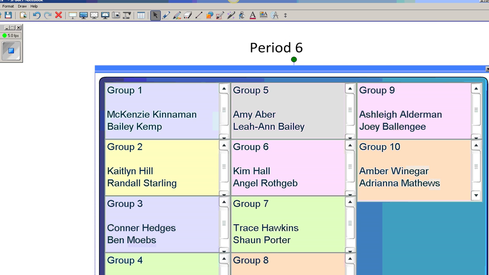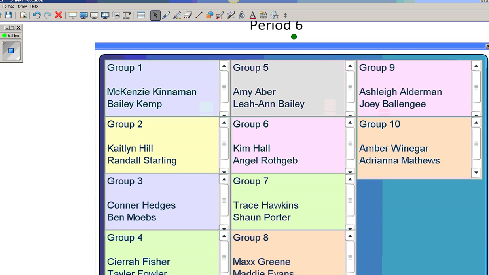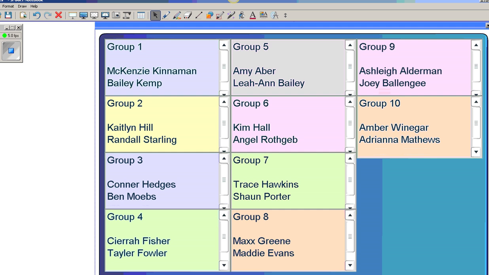Here are groupings for period 6. We have Group 1, Mackenzie and Bailey. Group 2, Caitlin and Randall. Group 3, Connor and Ben. Group 4, Sierra and Taylor. Group 5, Amy and Leanne. Group 6, Kim and Angel. Group 7, Trace and Sean. Group 8, Max and Maddie. Group 9, Ashley and Joey. Group 10, Amber and Adriana. So you might want to pause this so you see who you're with. Make eye contact with your group or with your partners. See where you'd like to sit, and upon your guest teacher's command, go sit with that person.